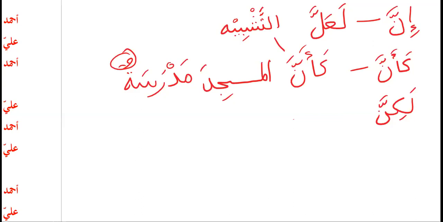Like for example, we could say كأن محمدا أخي. Sorry, كأن محمدا أخي. Like Muhammad is like my brother. That could be for any reason. Maybe he looks like me, or any other reason. Behavior, characteristics. Okay, can somebody just give me another example of كأن? Give your own sentence.